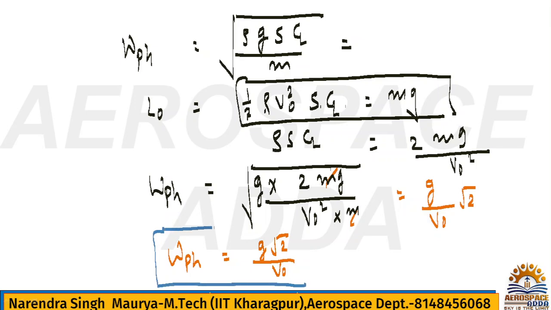Because they will give you a simple value, and they can ask the question: calculate the natural frequency of the Phugoid motion.